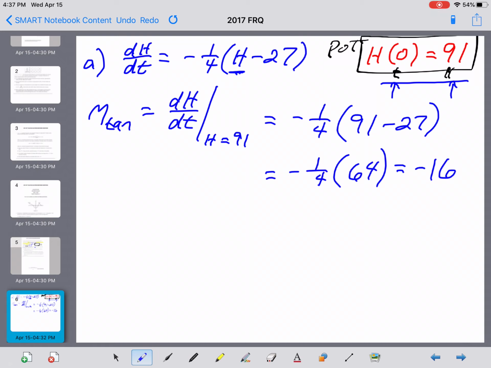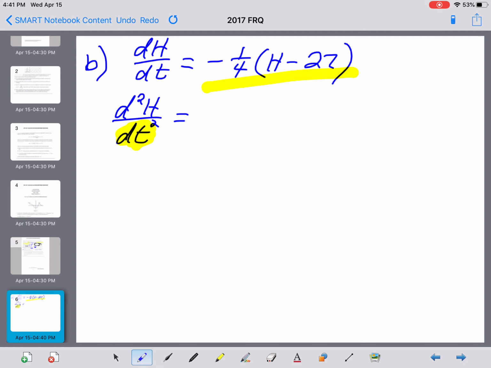But the important thing to remember is that we're differentiating with respect to t. This derivative, though, was written in terms of h. So this is going to be implicit differentiation, everybody. If we thought about what this would be, you could rewrite this original derivative by distributing that negative 1/4 as negative 1/4 times h plus 27 over 4.